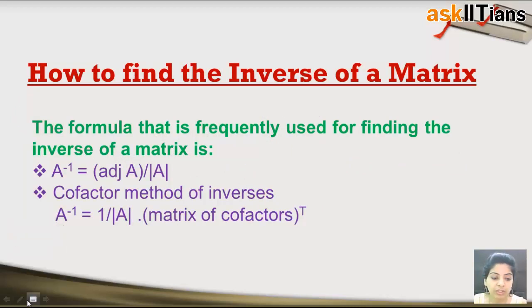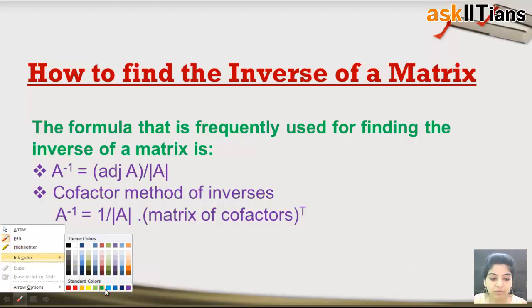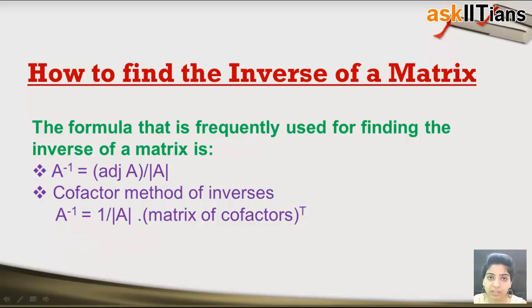Now how do we compute the inverse of a matrix? If we are to compute the inverse of a matrix, the formula that is generally used is A inverse is adjoint of A divided by determinant of A. Just remember this formula, this is most important. Or you can have cofactor method of inverses, which is actually the same one. Here also we have 1 by determinant of A. And adjoint A, as we have already discussed, is the transpose of the matrix of cofactors. So this is another way of writing the formula.